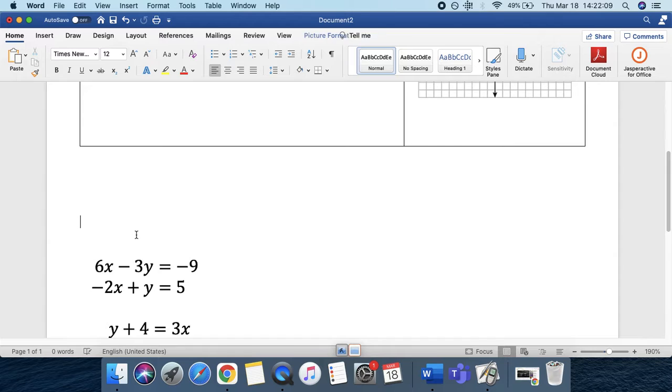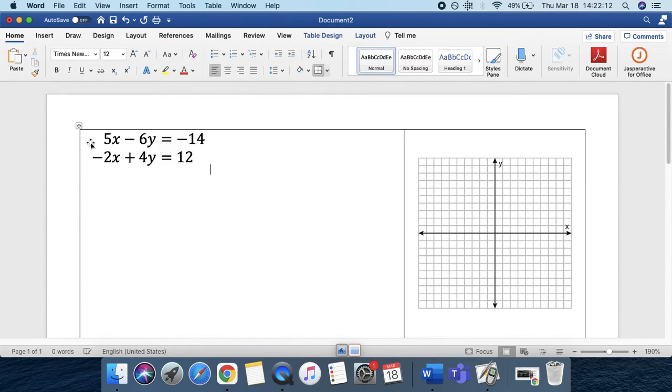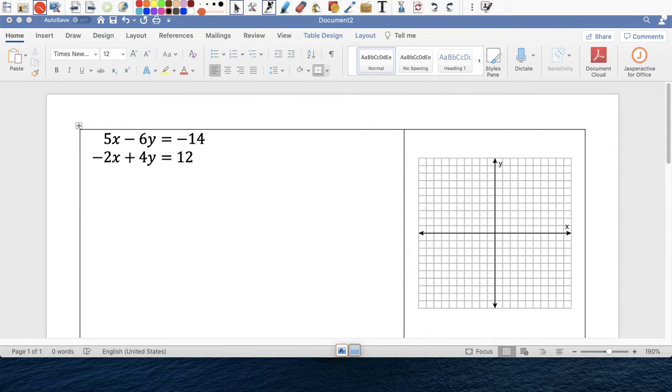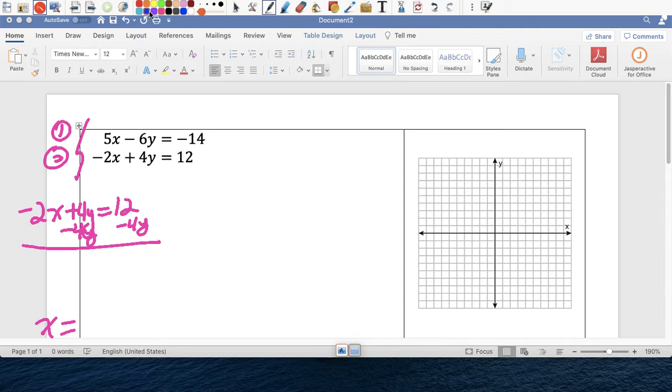So this one, again, we have to rewrite one of them. Like I said, it's subjective as to which one. So this is equation 1, and I'm going to take equation 2: negative 2x plus 4y equals 12. I'm going to make it look like that. So let's throw the 4y to the other side. Minus 4y, minus 4y. And we end up getting negative 2x, these two go away, equals negative 4y plus 12.